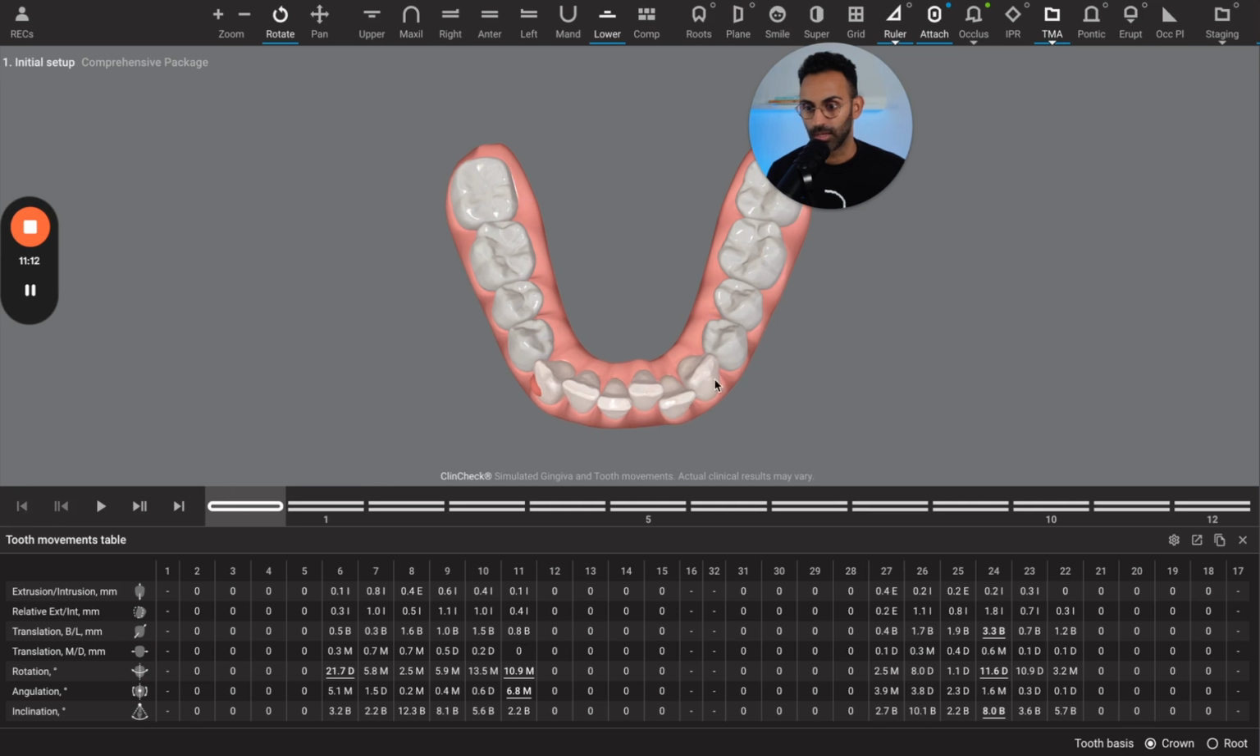Solving crowding cases with aligners is not as easy as you may think. This case presented to be pretty straightforward, but there were a couple things that we needed to take into account before we made any modifications.